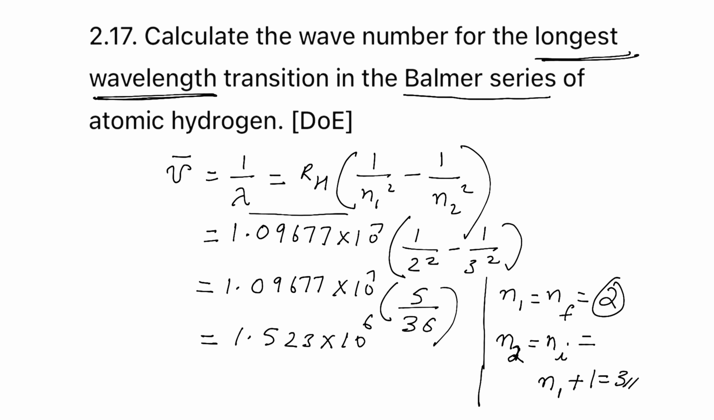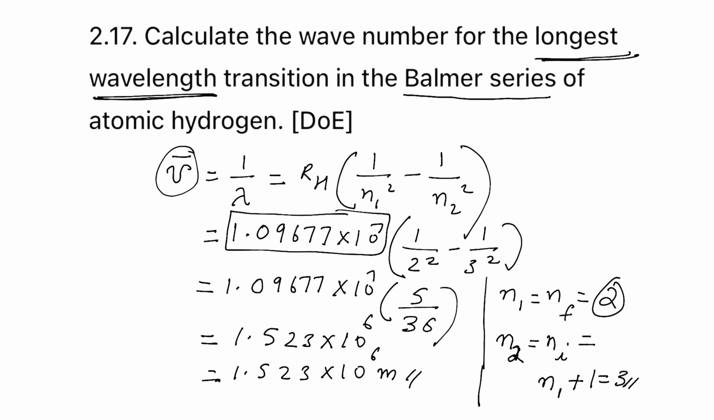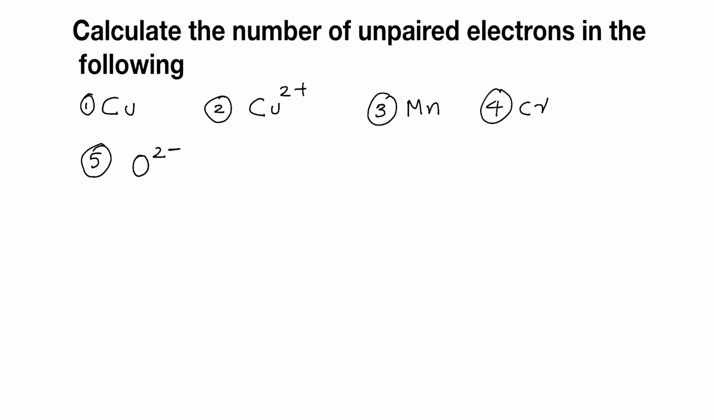As we use this value, your answer will be in meter. 1.523 into 10 raised to 6 meter. Okay. Sorry, it is wave number, right? So meter raised to minus 1. Sorry, not meter. Meter raised to minus 1. Wavelength is in meter, okay? See, nu bar will be in meter raised to minus 1.